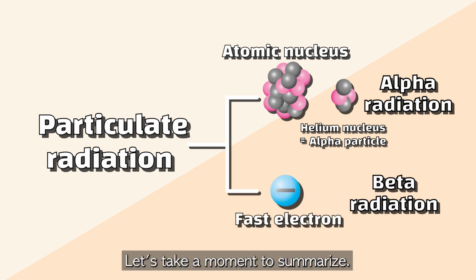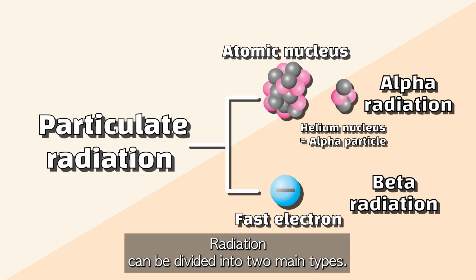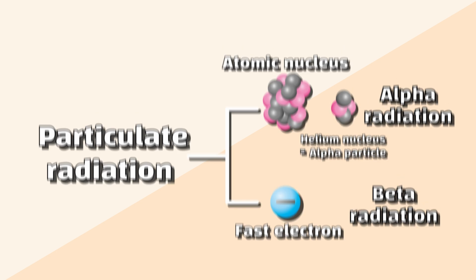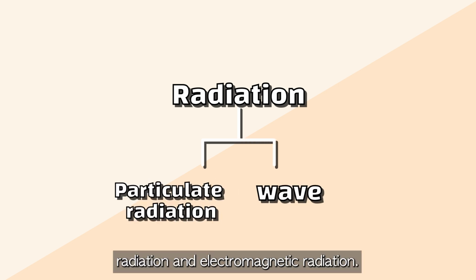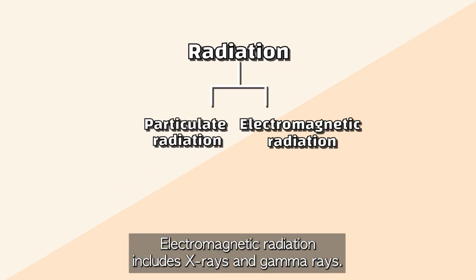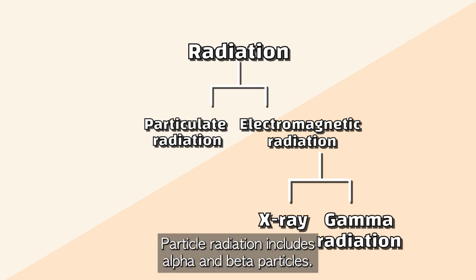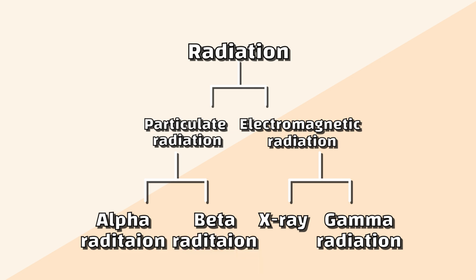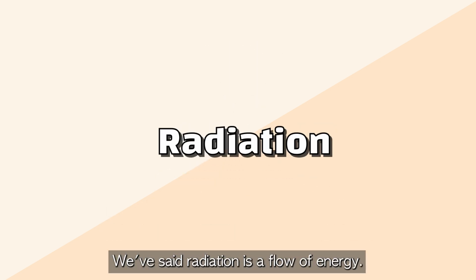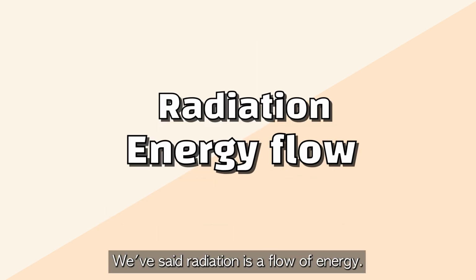Let's take a moment to summarize. Radiation can be divided into two main types: particle radiation and electromagnetic radiation. Electromagnetic radiation includes X-rays and gamma rays. Particle radiation includes alpha and beta particles. Got it so far? We've said radiation is a flow of energy.